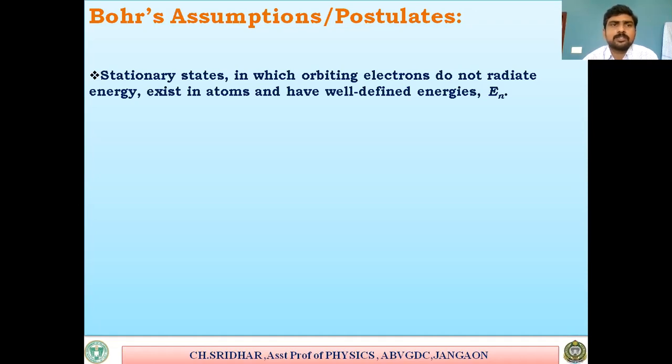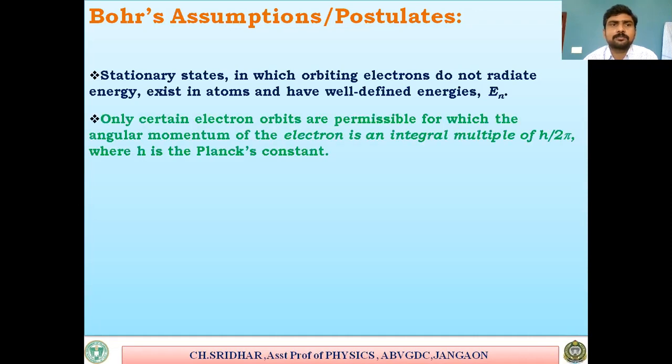The first postulate is that there are circular orbits, or energy states, which exist around the nucleus, for which the energy is fixed. Those energy states are called stationary states, and these orbits are called non-radiating orbits, and they have a well-defined energy En.